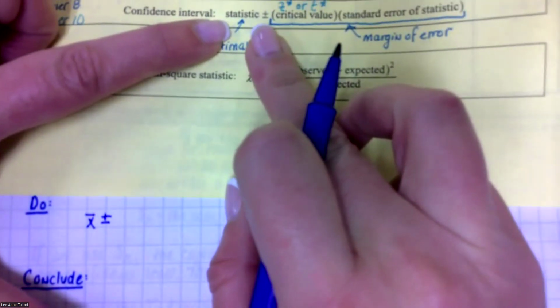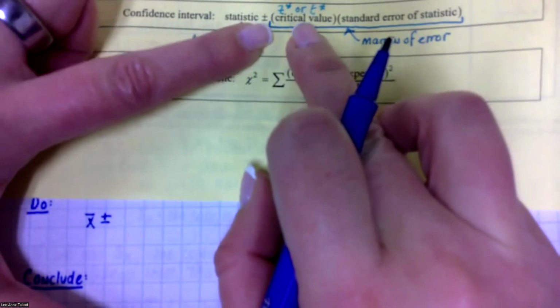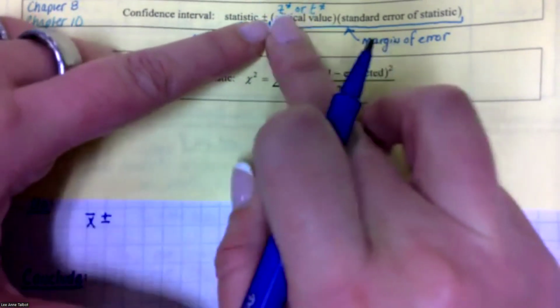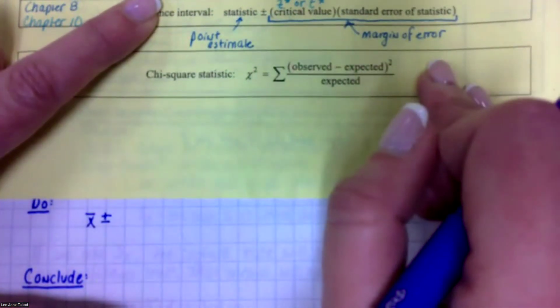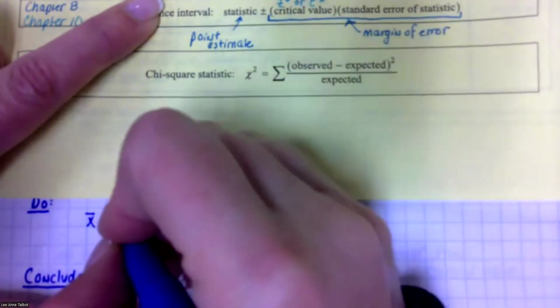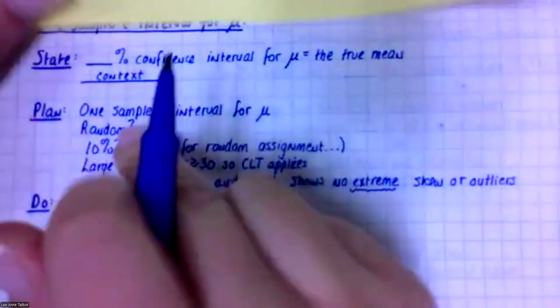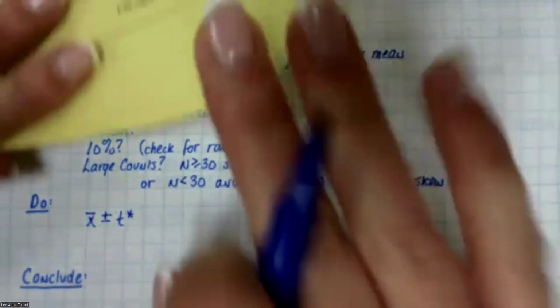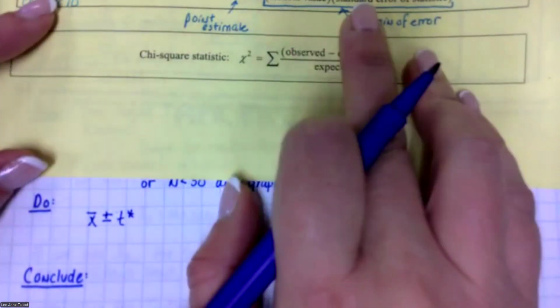Okay. Critical value. If you're working with means, which one should I choose? T star. Also, we said T up here, so we should probably use T star. Okay, and then times standard error, flip your page over.